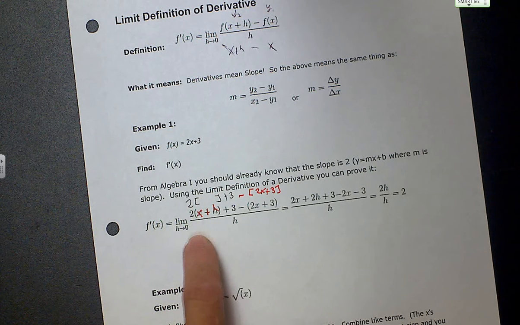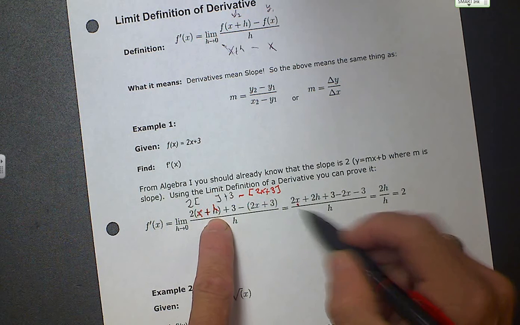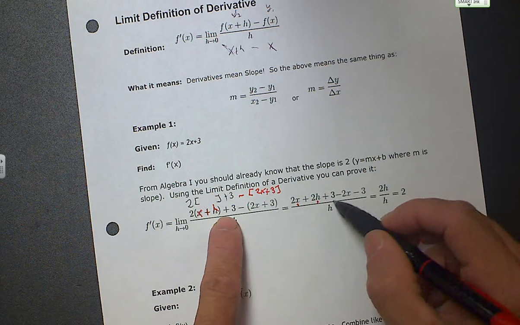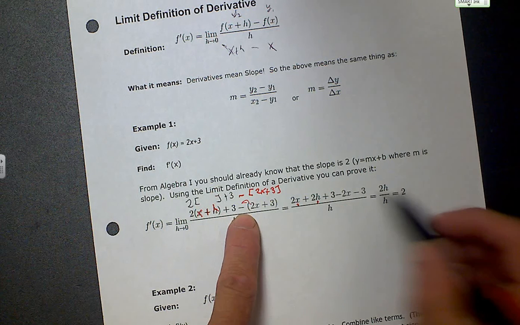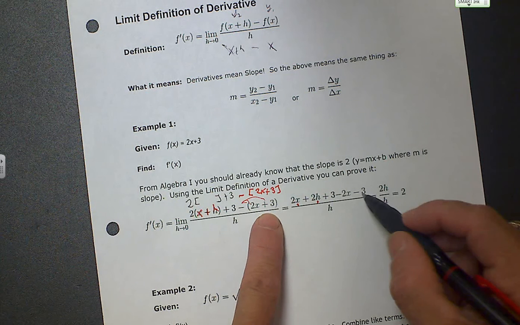So 2 times x is 2x. 2 times h is 2h. The 3 is here. Negative times 2 is negative 2x. Negative times 3 is negative 3.